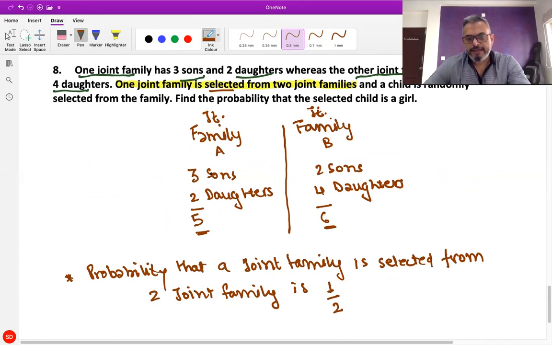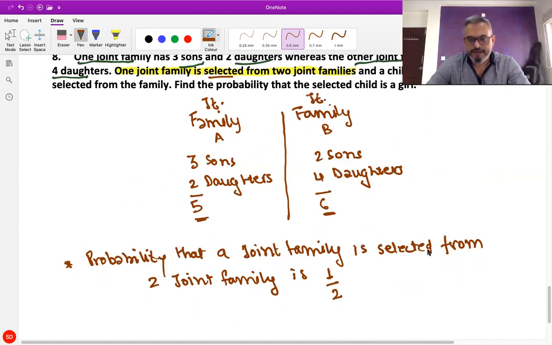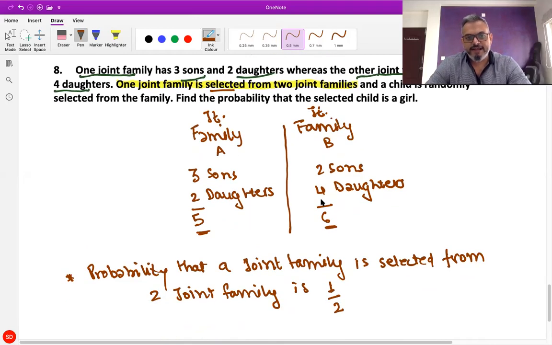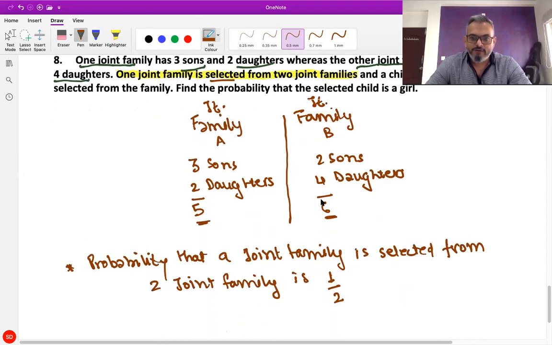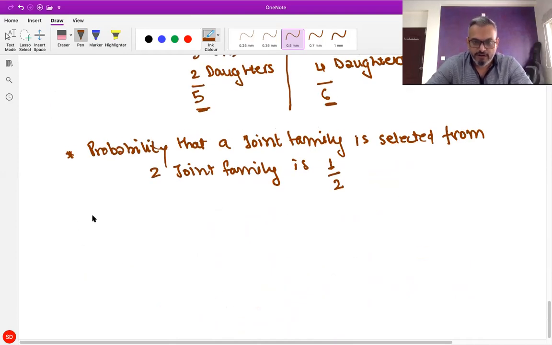ना यानी क्या चांस है कि कोई फैमिली सिलेक्ट होगा तो चांसेस आर इक्वल सो इट इज 1/2. So probability that one joint family is selected from two joint families is half. Both are equiprobable events. दोनों का equal chance है because they are selected randomly. Now a child is selected from the family. We have to find the probability that the child selected is a girl.